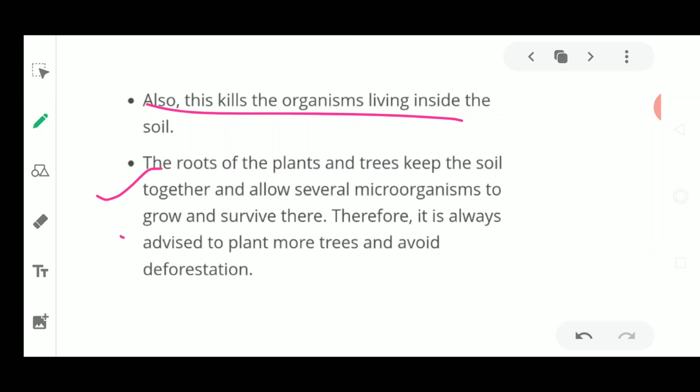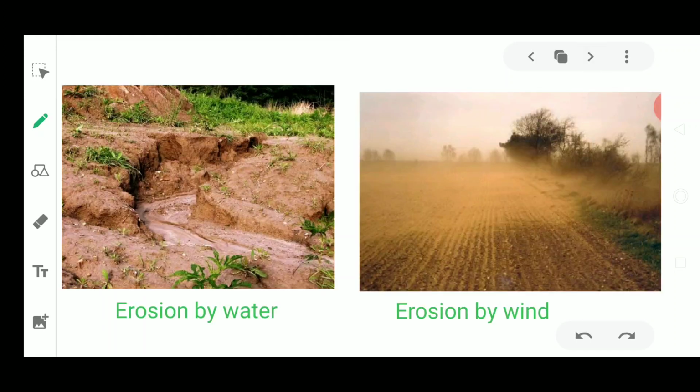So these roots are keeping the soil particles together. But if the roots are not present, if these plants are not present, the soil will be eroded by the action of water or by the action of wind. So this is how erosion takes place, and it is very harmful for the natural condition, because it is decreasing the soil fertility and the soil quality.